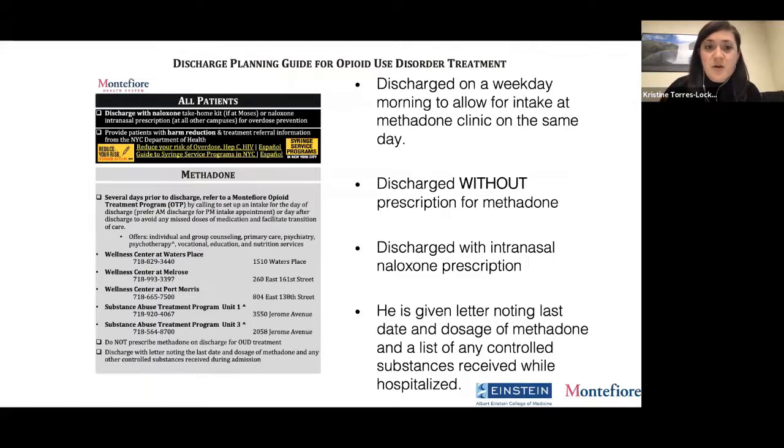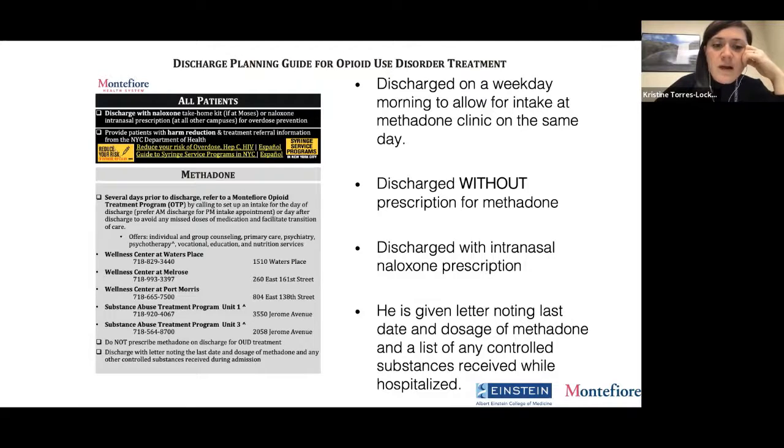So obviously methadone is not one of those medicines we prescribe to the pharmacy. It can only be delivered in a methadone program. So he'll need to be referred to a methadone program. So again, the nice thing about Montefiore is we have 5 different methadone programs across the Bronx. They're located at different places, but there's really no easy way to refer folks.